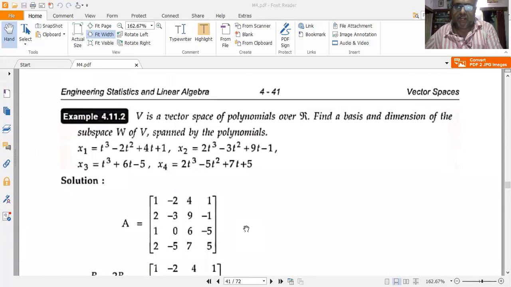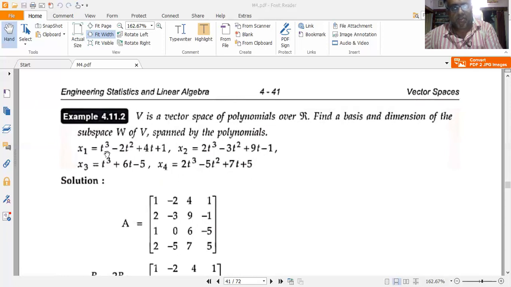Next, coming to the last problem of this video. V is a vector space of polynomials over R. Find the basis and dimension of the subspace W of V spanned by the polynomials x1 = t^3 - 2t^2 + 4t + 1, x2 = 2t^3 - 3t^2 + 9t - 1, x3 = t^3 + 6t - 5, x4 = 2t^3 - 5t^2 + 7t + 5.